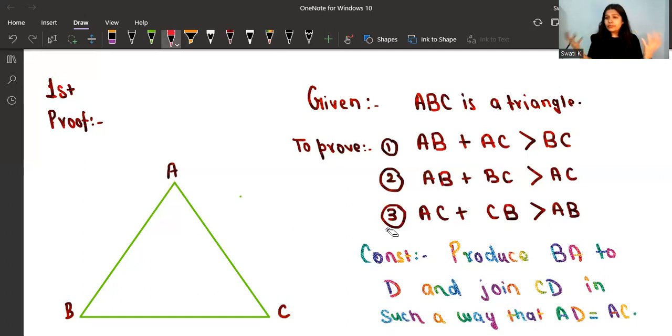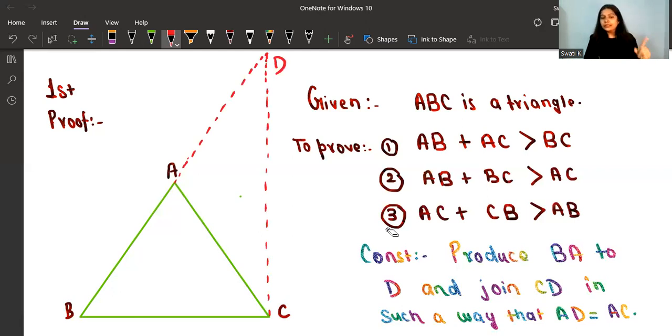Because we always do our construction using dotted lines, I'm trying to draw it here using the dotted lines. Even if maybe it will not look straight, you can use, of course, a scale. I'm just trying my best here. And then we have to join this CD, because that's what I have written in the construction. I hope it is looking a straight line. So yes, you can write down here D.